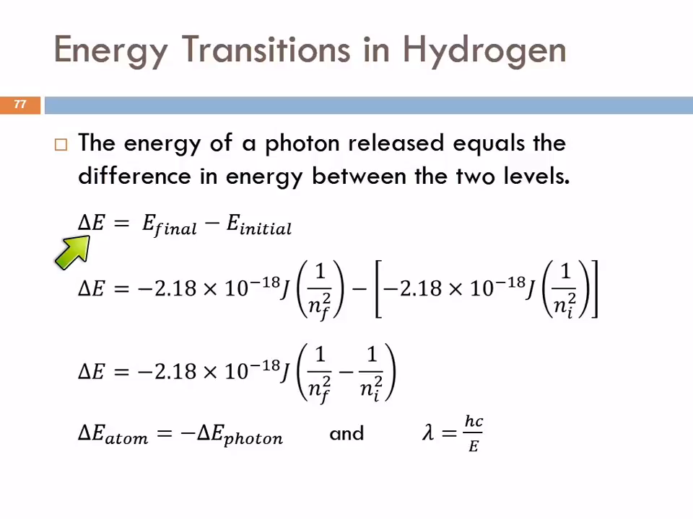The difference in energy is equal to the final energy minus the initial energy. Delta is always final minus initial. So the final energy is this constant for the hydrogen atom times 1 over the final principal quantum number squared. And then we're subtracting the energy of the initial level. And we can simplify this equation by factoring out the minus 2.18. We get 1 over nf squared minus 1 over ni squared.